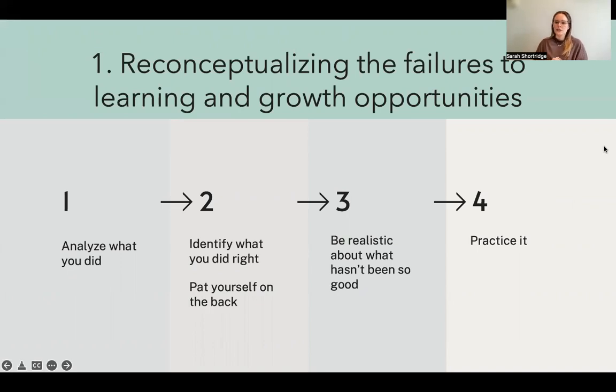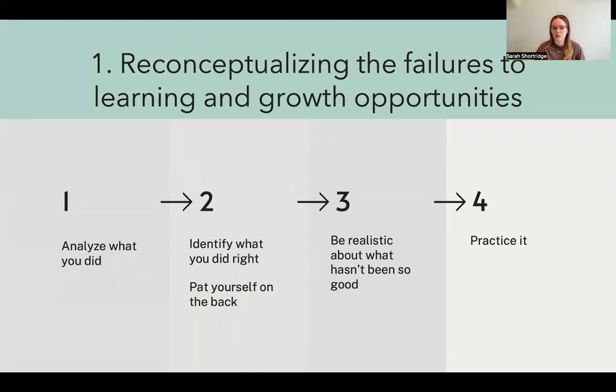So for example, let's say you had an oral presentation you had to give and you are not happy with how it went. The first step is to analyze what you did by identifying what you did right. So let's say you were standing up straight, you were speaking loudly and clearly. You can pat yourself on the back for those things that you did right. Then, without getting defensive, you can be realistic about what hasn't been so good. So let's say you didn't practice enough, you mixed up your topics. Those are things that you can acknowledge that you didn't do so great.